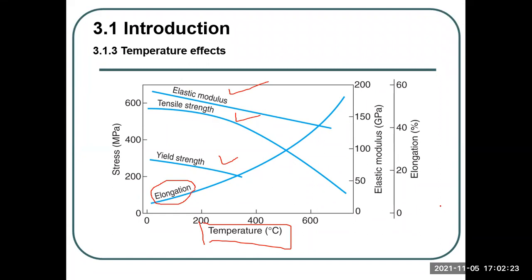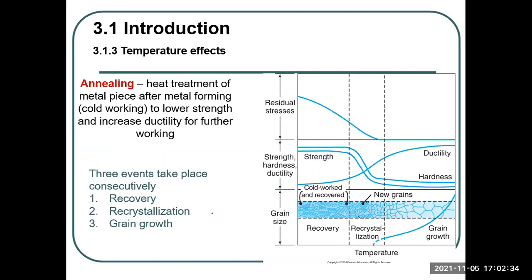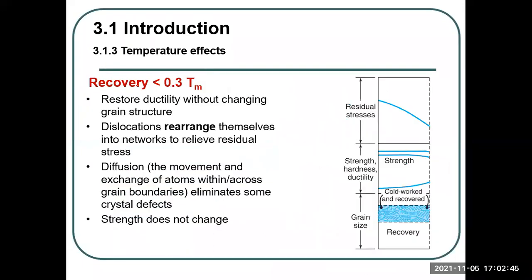Okay, so only the elongation actually increases, because once you heat up, it is much easier to do any deformation. So these are annealing. Annealing has three stages: recovery, recrystallization and grain growth. You can see the morphology of the grains changes one by one. For example, in recovery, the grain is roughly still the same. That's why the strength and hardness are roughly the same.